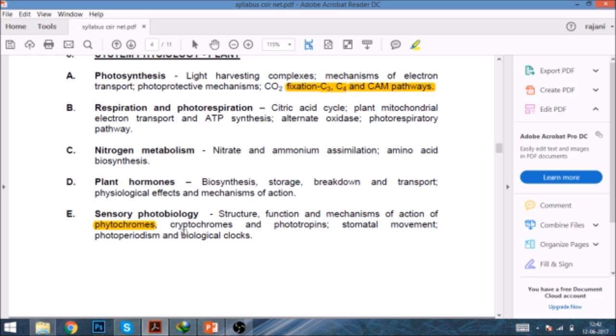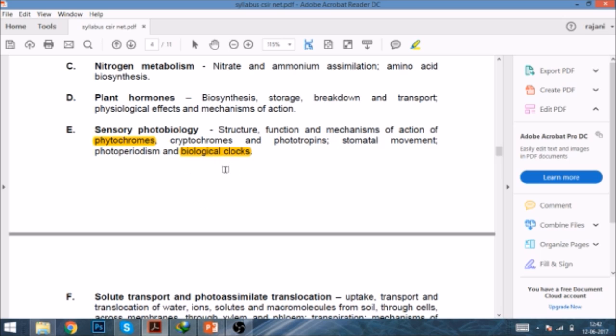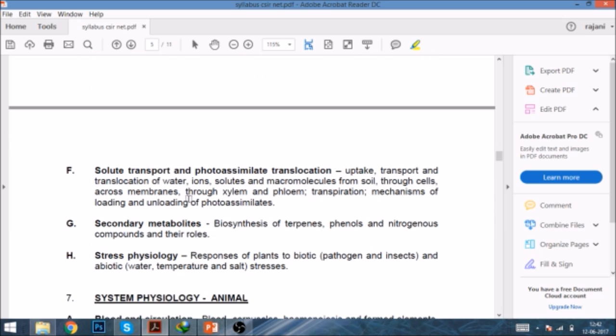Biological clocks are always asked, and from the previous years' questions I also analyzed that these are repeating from the last few years. So revise the biological clock once; this is a very simple topic. Solute transport and photoassimilate translocation: in this there may be numerical questions on water potential. So go through their formulas and how transpiration regulates the physiology of plants. Such questions can be asked.